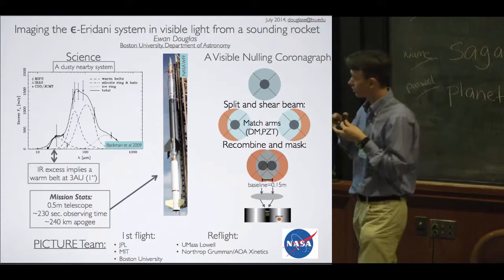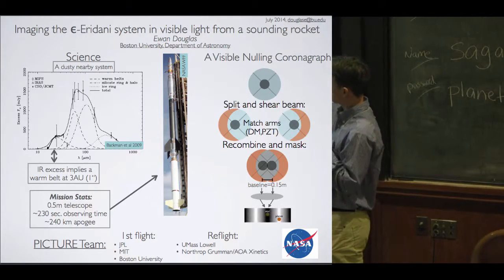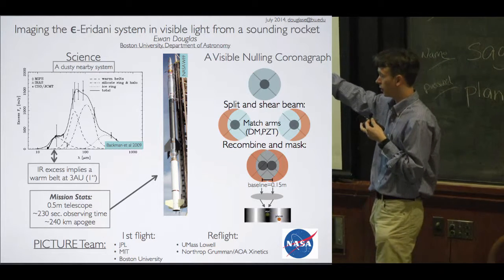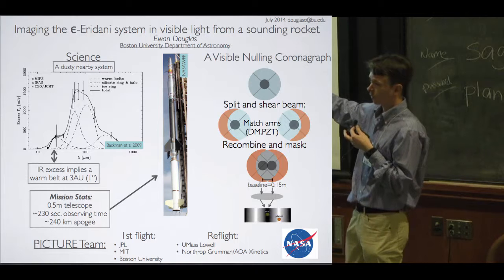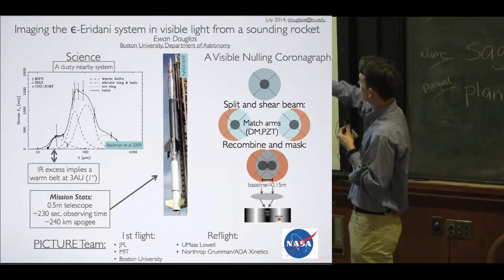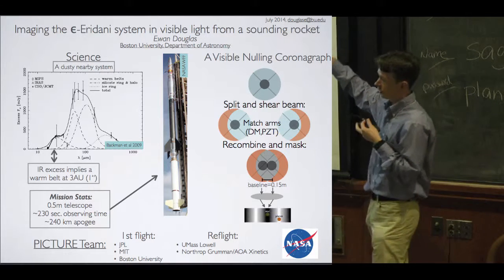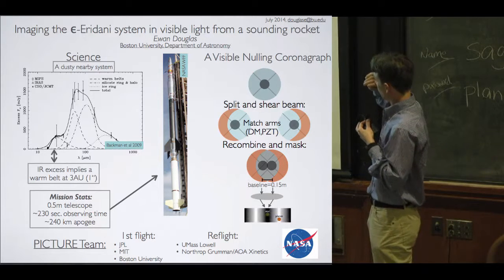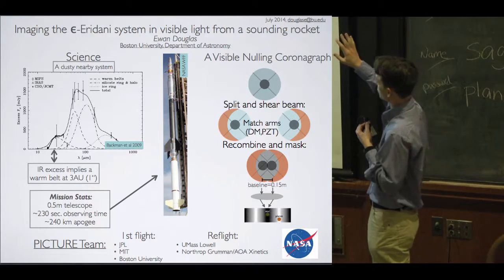I'm going to talk about the PICTURE sounding rocket. So we're looking at epsilon Eridani in the visible light. There's a bright IR excess at 24 microns that implies that there's a warm belt at 3 AU. And we're going to use a visible nulling coronagraph to look for that in 600 to 750 nanometers.